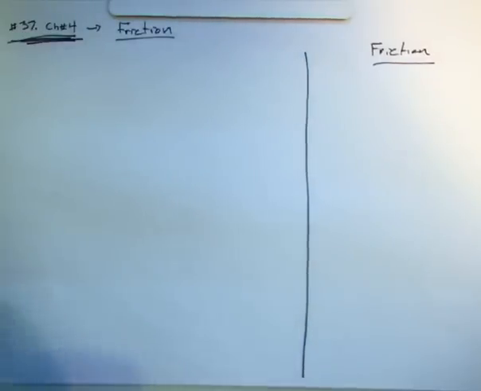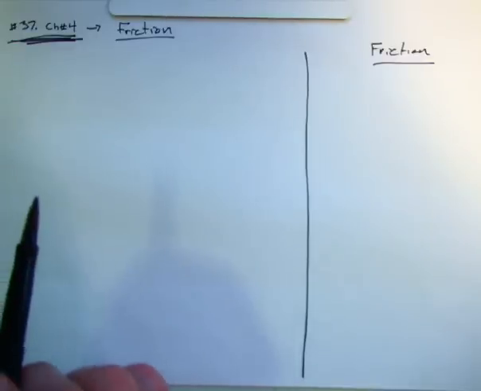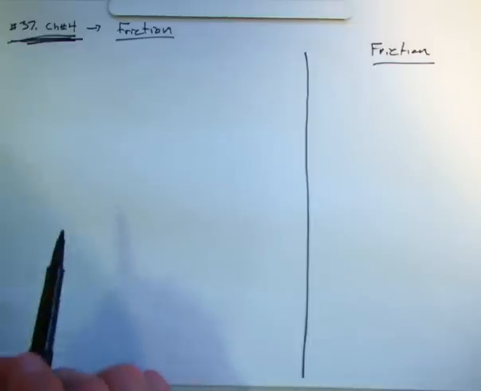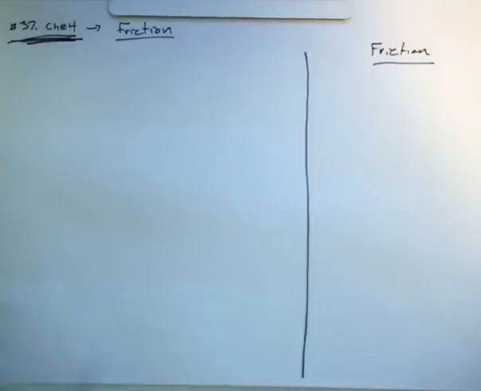So let's read the problem here. It says a 48 Newton force is required to start a 5 kilogram box moving across a horizontal concrete floor. What is the coefficient of static friction? If the 48 Newton force continues, the box accelerates. What's the coefficient of kinetic friction? I'm sorry, I said static friction before.